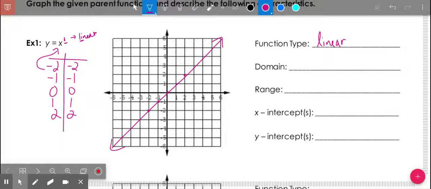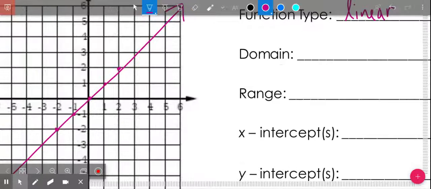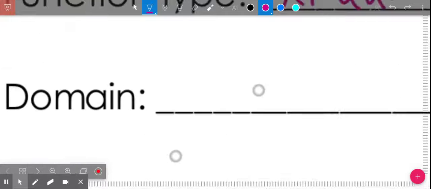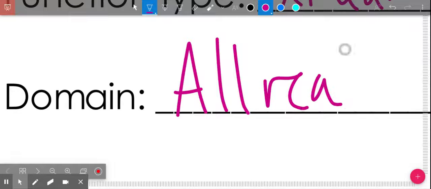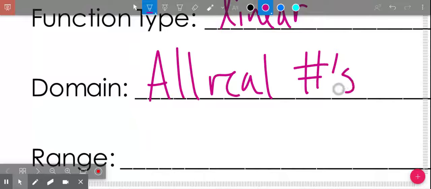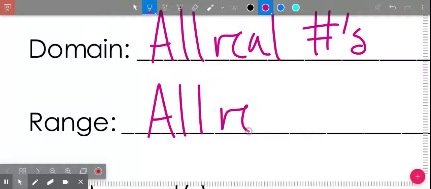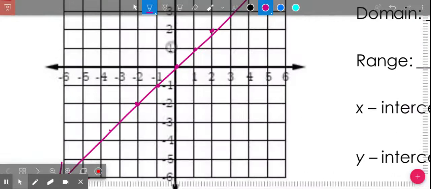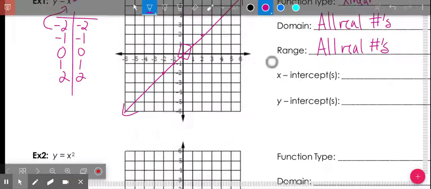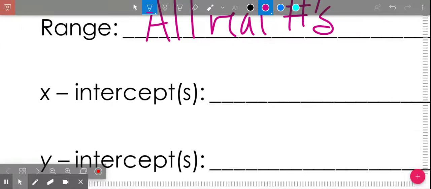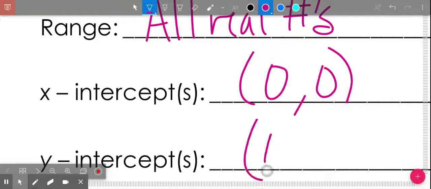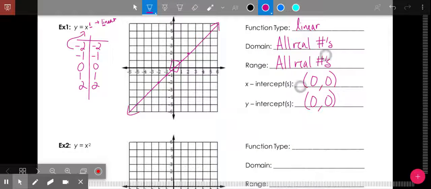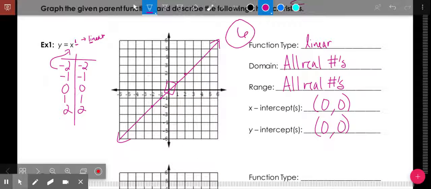So now we're going to give all the information. My x's and my y's go on and on forever in both directions, so that means my domain and range are both going to be all real numbers. And then for my x and y intercepts, they go through the x and y axis both at 0, 0. So those are both going to be 0, 0. Guys, this right here is a 6-point question just for having all this memorized, so please make sure you're going over that.